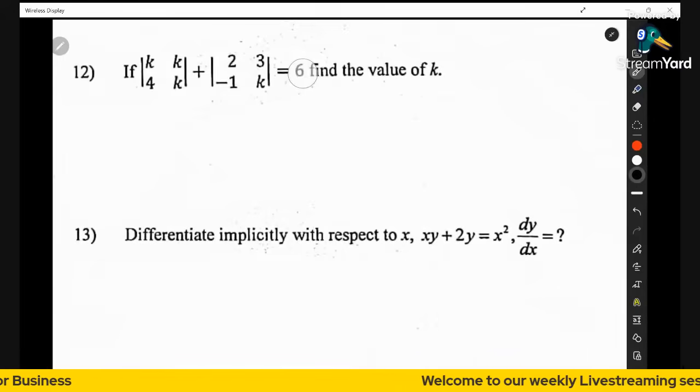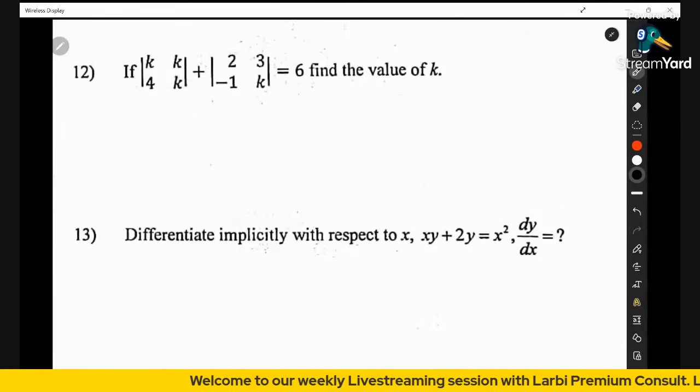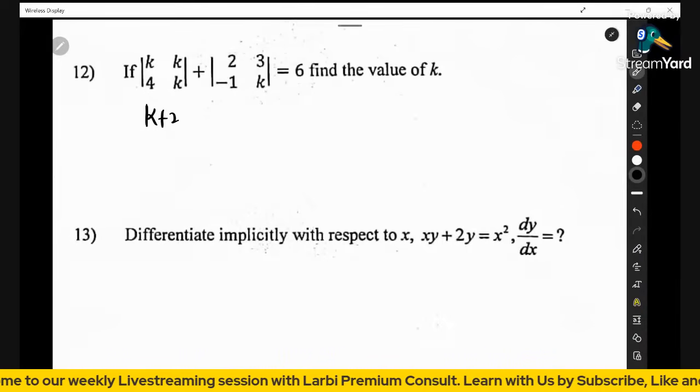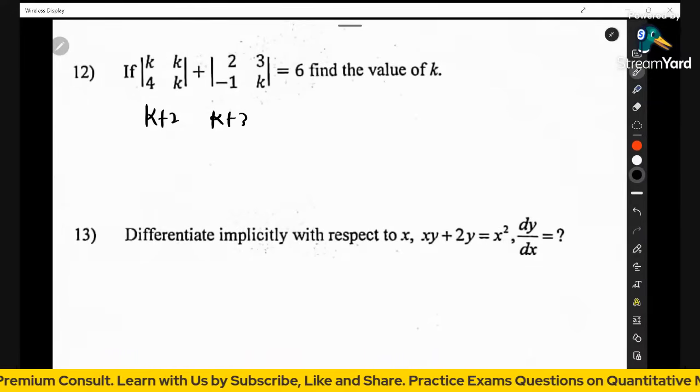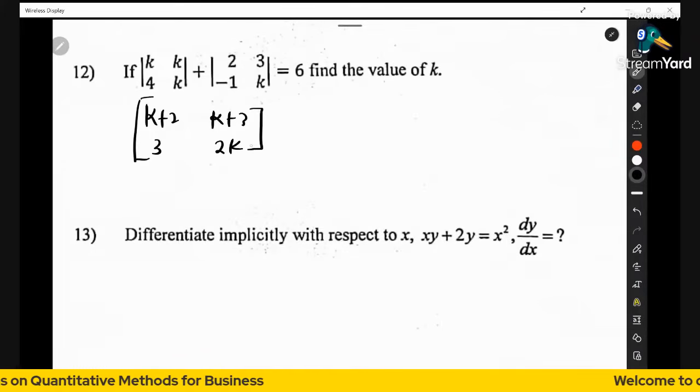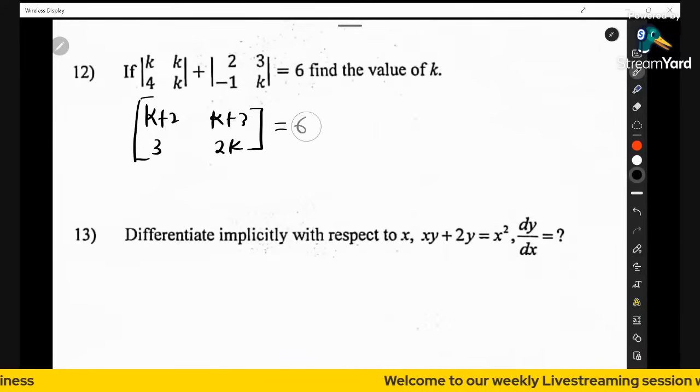So here is what we're going to do. K plus 2 is going to be k plus 2. And then here too, we have k plus 3. We are getting k plus 3. Then we come back to the next. So 4 plus negative 1, we are getting 3. And then k plus k, we are getting 2k. So once you're able to get this matrix, we then have to equate that to 6.